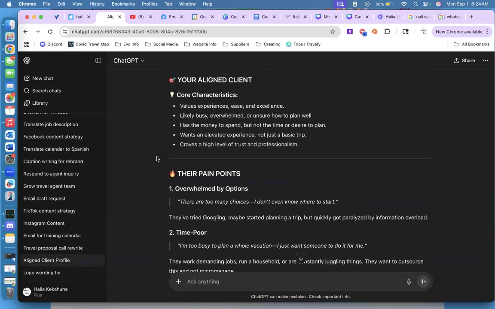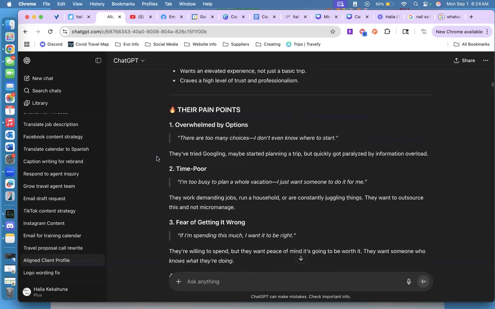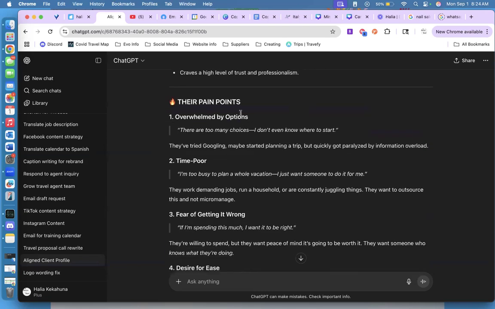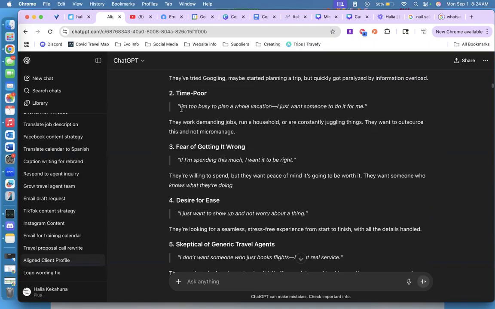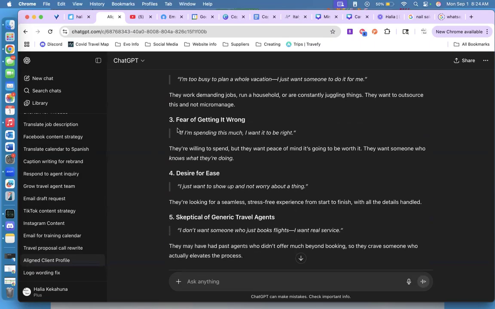So it's going to give us the core characteristics. It's going to give us their pain points. So they're overwhelmed by options. They don't have time, right? They're scared of getting it wrong.